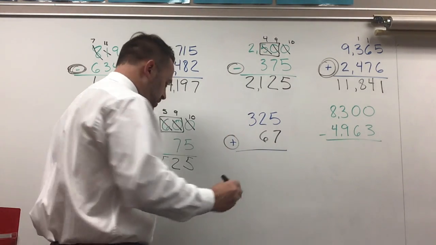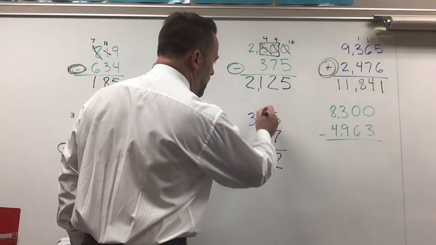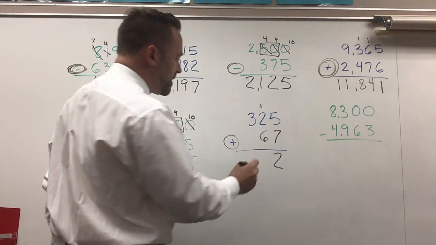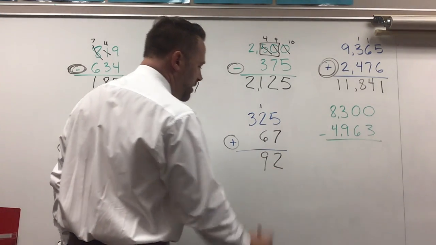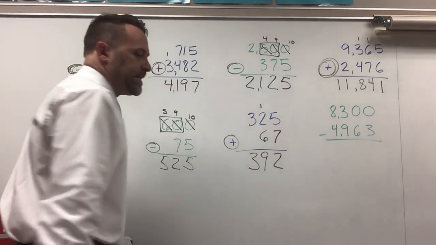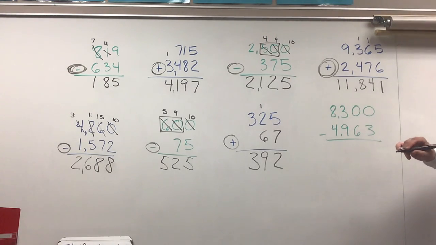Gonna add, gonna circle the plus sign. 5 plus 7 is 12, carry the 1. 1 plus 2 is, plus 6 is, 3 plus nothing is still 3. Okay, last one, and you're going to try some on your own.